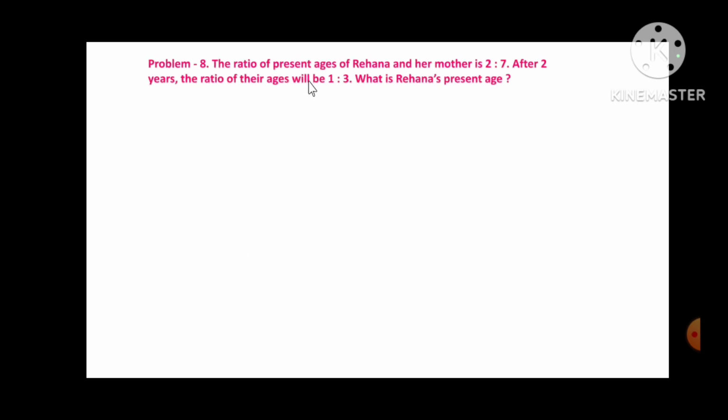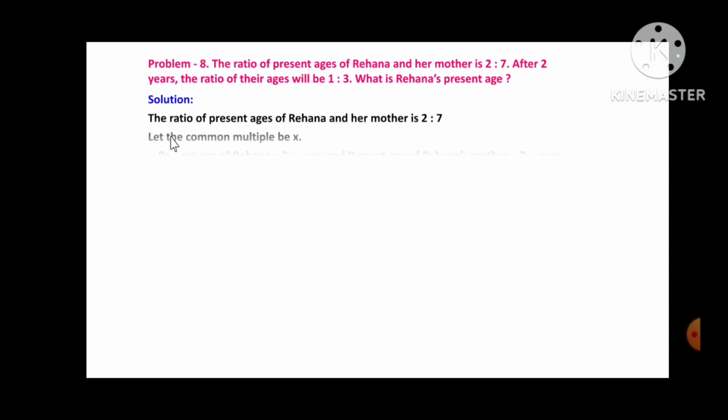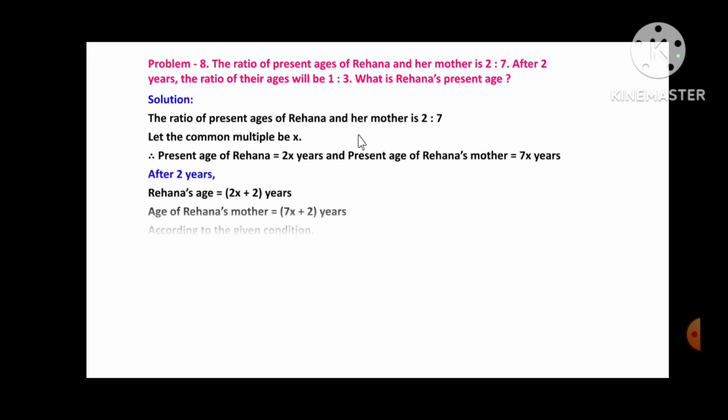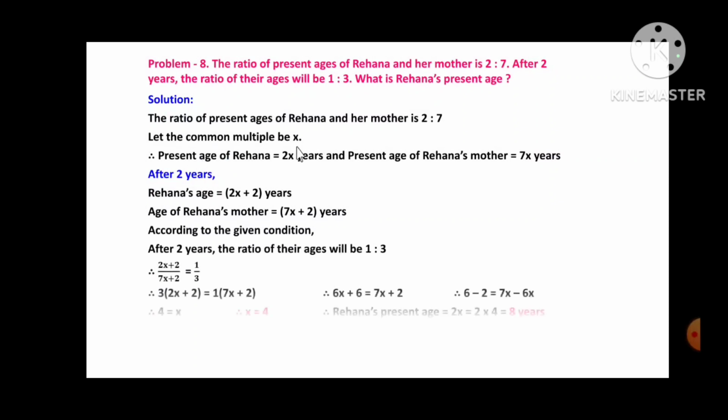Friends, now we will see problem number 8. The ratio of present ages of Rehana and her mother is 2:7. After 2 years the ratio of their ages will become 1:3. What is Rehana's present age? Friends, the ratio of present ages of Rehana and her mother is 2:7. It is given. Let the common multiple be x. So the present age of Rehana is 2x and the present age of her mother is 7x years.